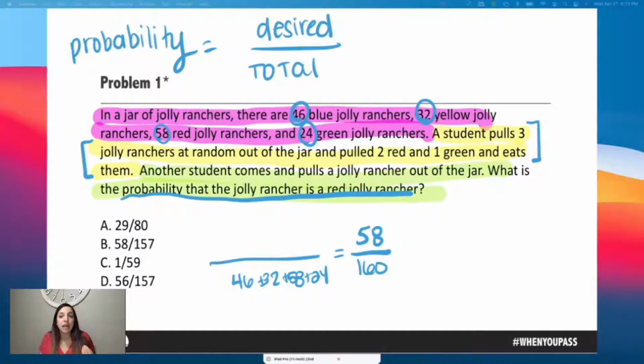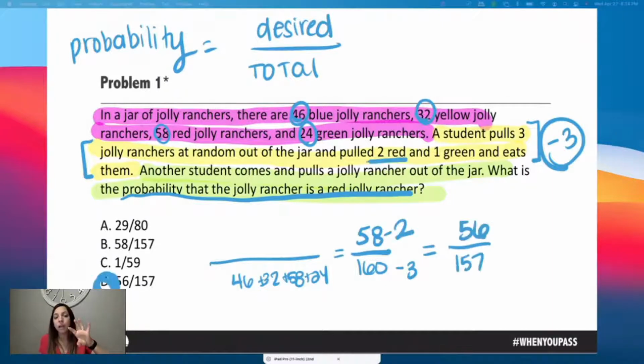They came in and they told us, hey, you've got all these Jolly Ranchers, but someone came and pulled some Jolly Ranchers out of that jar, and then the next student came. So we don't actually have 160 Jolly Ranchers. How many Jolly Ranchers did this person pull out? 3. So we have to subtract 3 Jolly Ranchers from our total.